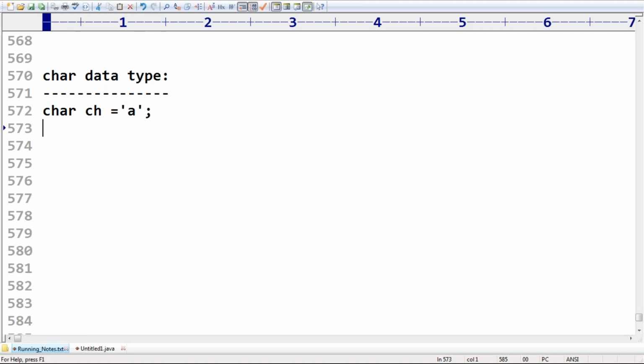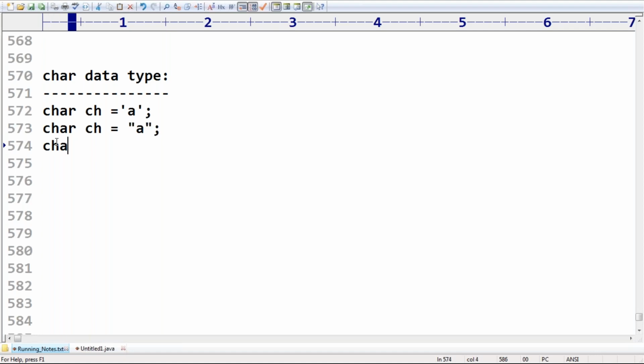Next, if I take char ch equal to a character in double quotes, can you please confirm whether it is valid or invalid? This one is invalid, because it must be a single character within single quotes. Once you start using double quotes, it becomes a String type. You can't assign a String to char. Whenever we use the double quote symbol, it becomes a String. We can't use it for the char type. Any doubt? Getting it right?